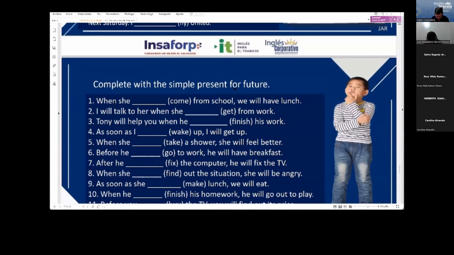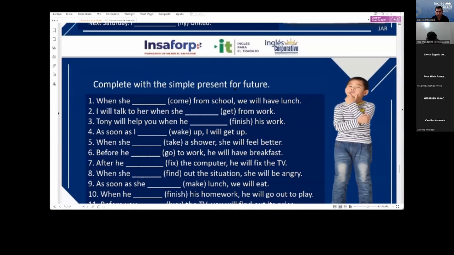When she finds, he will fix the TV. Fixes sería in the number 7, ¿verdad? Yes. In the number 8, finds. When you find out the situation, you will be angry. The number 9. As soon as she makes lunch, they make lunch. When he finishes his homework, we will go out.